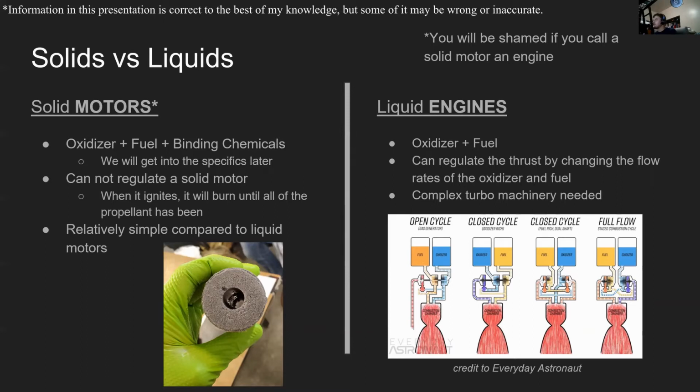Whereas liquid engines just need oxidizer and fuel, and they can regulate the amount of thrust they're putting out through the nozzle. But oftentimes complex turbo machinery is needed because pressure-fed rockets aren't quite enough. There's a few different cycles of liquid engines: open cycle, closed cycle, and full flow cycles. You can see the little images down here, and that just dictates how the engine runs. Most liquid engines run using turbo machinery, and that turbo machinery is powered off of a liquid fuel mix, often fuel rich, to get the turbo pump moving fast enough to pump fuel out to the chamber.